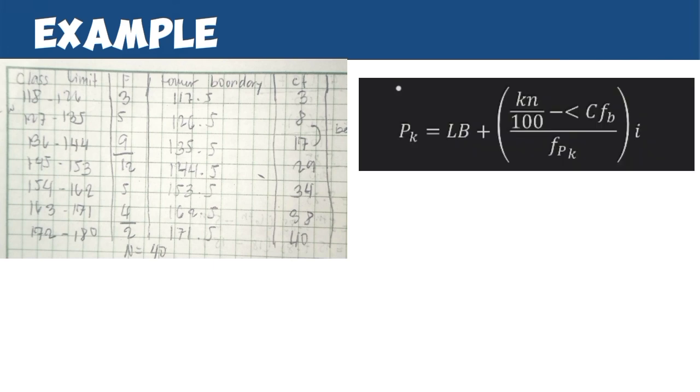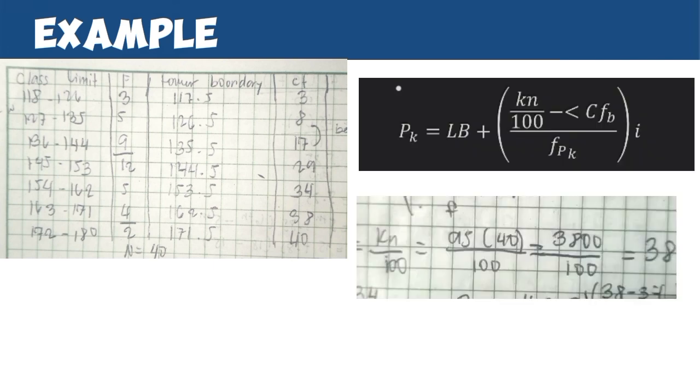So here's the formula. Same process, we need to find the k times n. But here, the I is 100. So Kn over 100, so the K is 95 and the N is 40. So 95 times 40 over 100 equals 95 times 40 is equals to 3,800 over 100. So 3,800 divided by 100 is equals to 38. Now, we were gonna find the cumulative frequency, lower boundary, frequency, and class width.